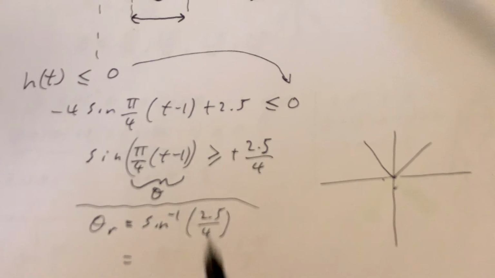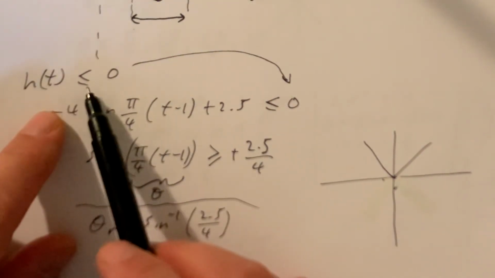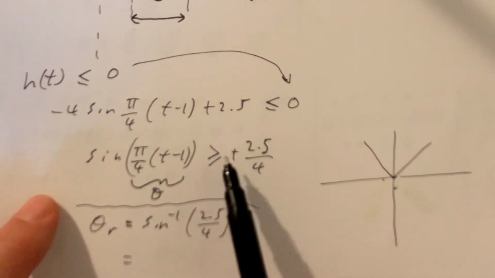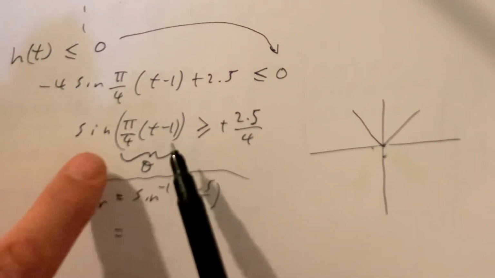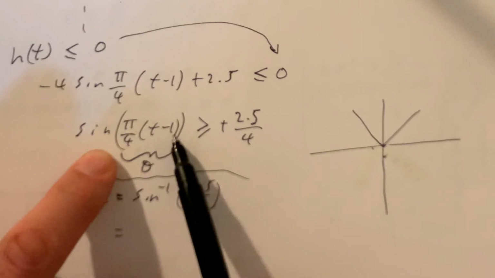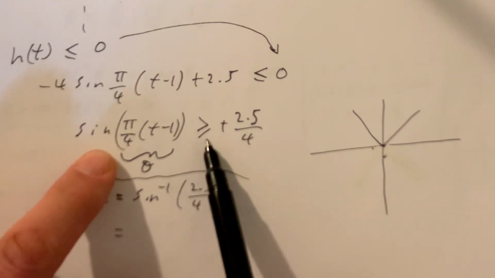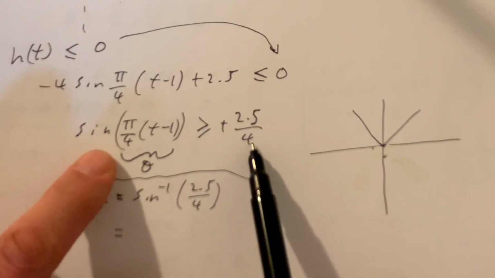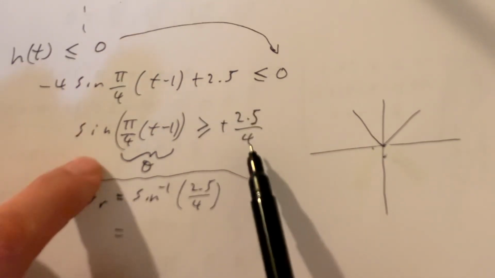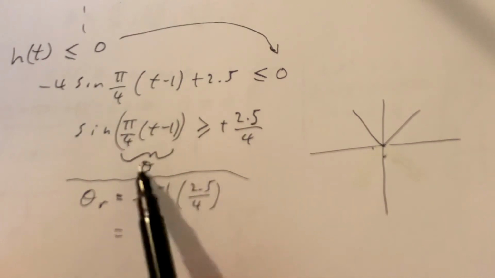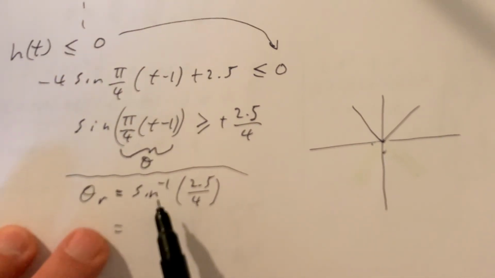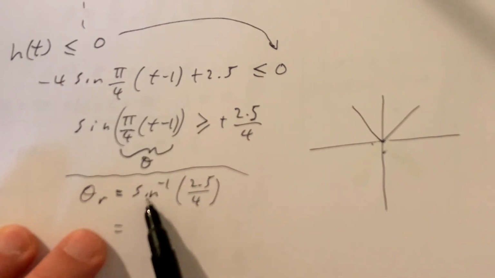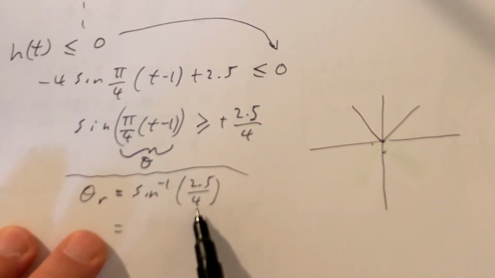Okay, now here's how we go about it. Same sort of way. So you've got h of t is less than or equal to 0. So we want to solve this, and you bring this over, and now you've got sine of pi over 4 times t minus 1 is greater than or equal to 2.5 over 4. Okay, so the 2.5 over 4. You're going to call this theta, and then solve for theta r. Okay, so theta r equals sine inverse of 2.5 over 4.